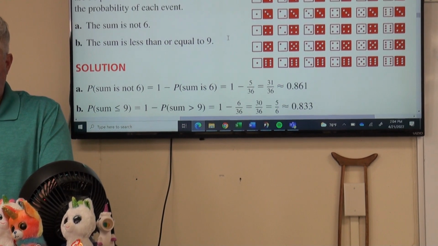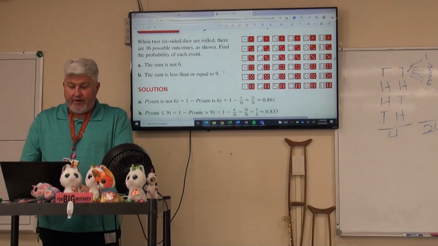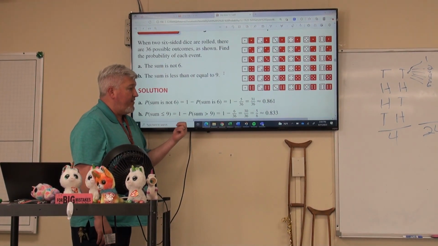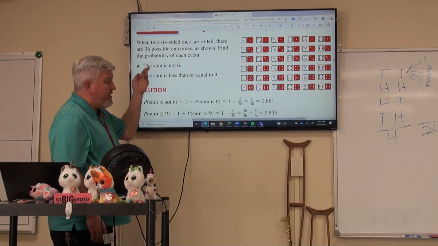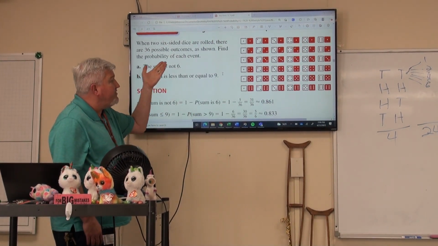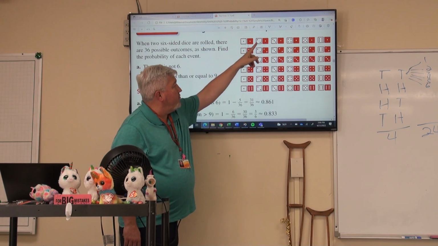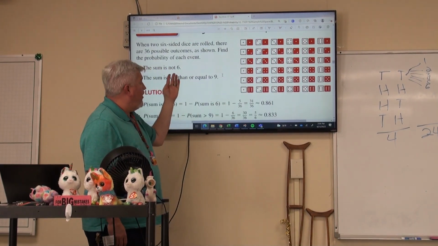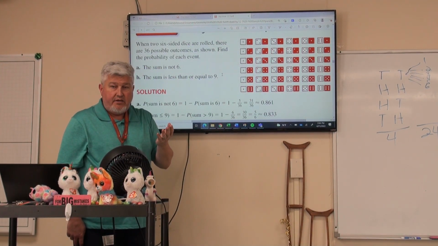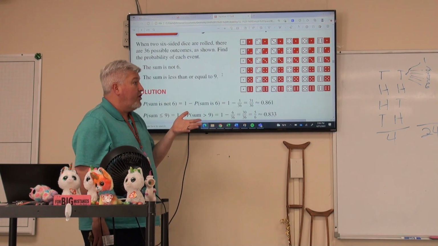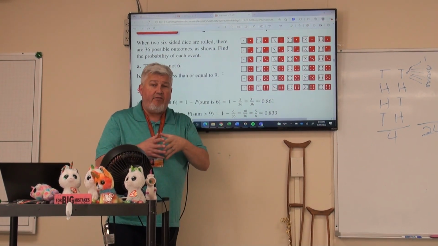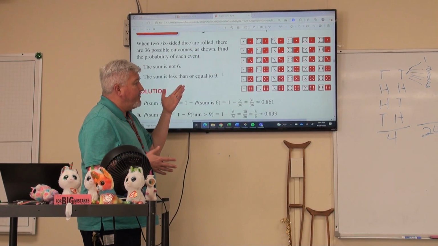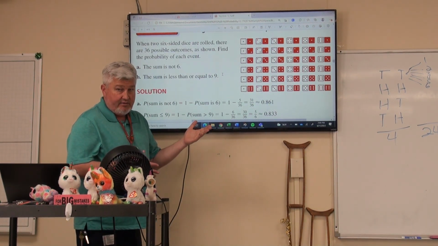So find the probability of each event. Letter A says the sum is not 6. When you add these 2 dice together, you're trying to find the probability of the sum not being 6. As you can see here, 1 plus 1 is 2, 2 plus 1 is 3, 3 plus 1 is 4, and so on. There are a whole lot that are not going to add up to 6. So in certain circumstances like this, the quicker way is to count the complement, the ones you aren't wanting. In other words, find how many times it adds up to 6.